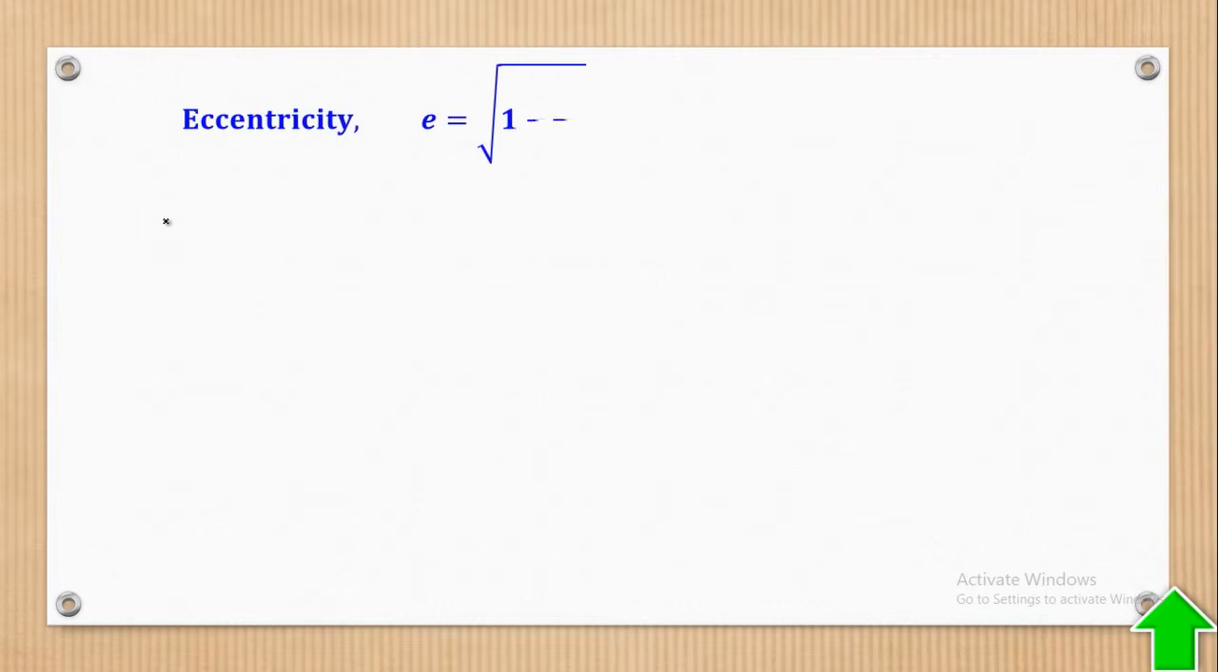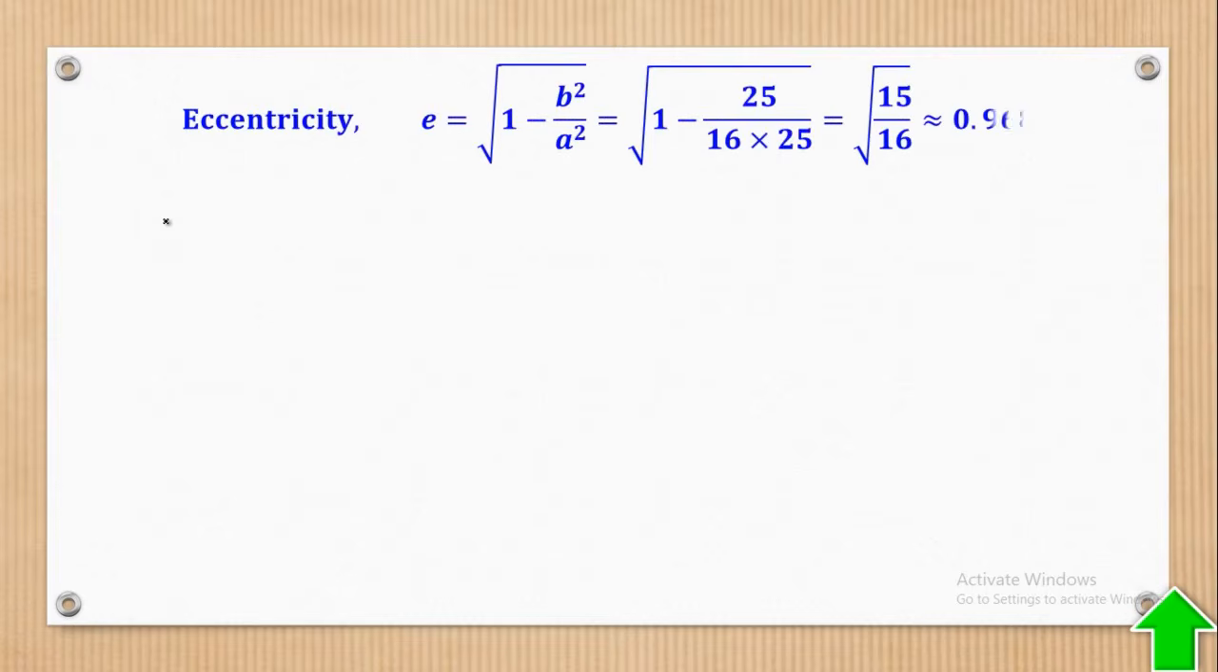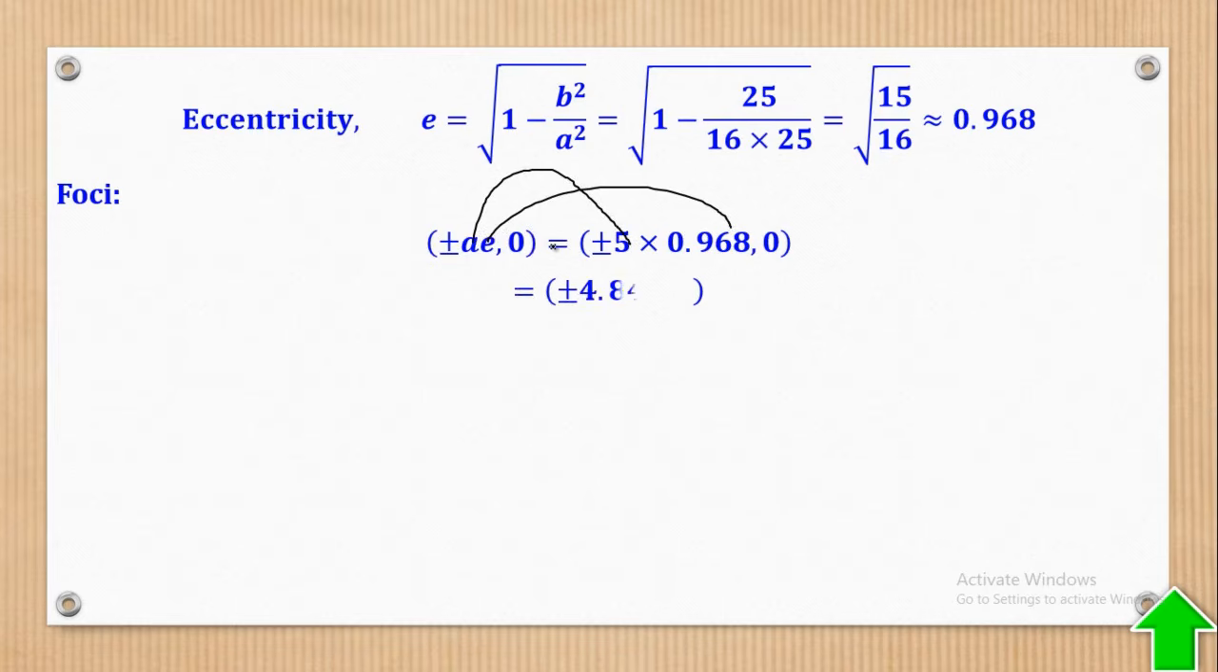So now that I've got the values of a and b, we can be able to get our eccentricity. So eccentricity, come and substitute for b squared and for a squared. Remember, b squared was this, then a squared was 25. So in the end, we shall come up with this as the eccentricity. The next is the foci. Foci, remember, is given by this formula. So what I'm going to do, I will substitute for a and for e to come up with this as the foci.